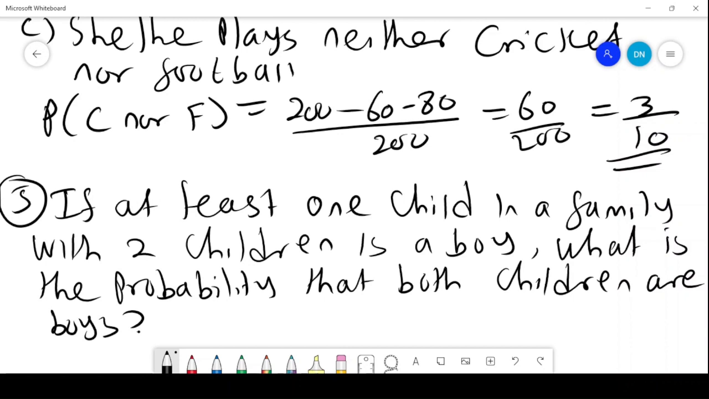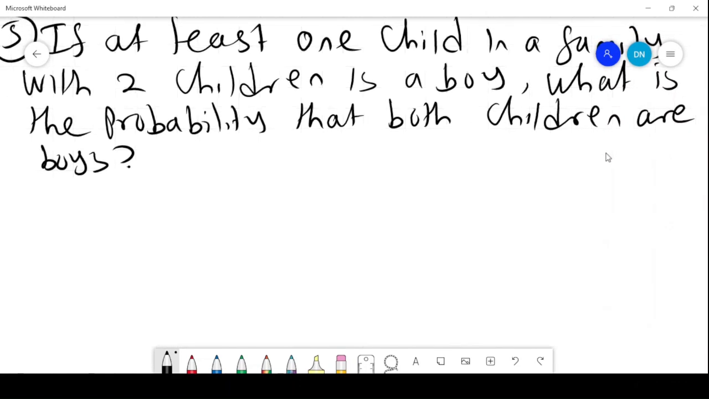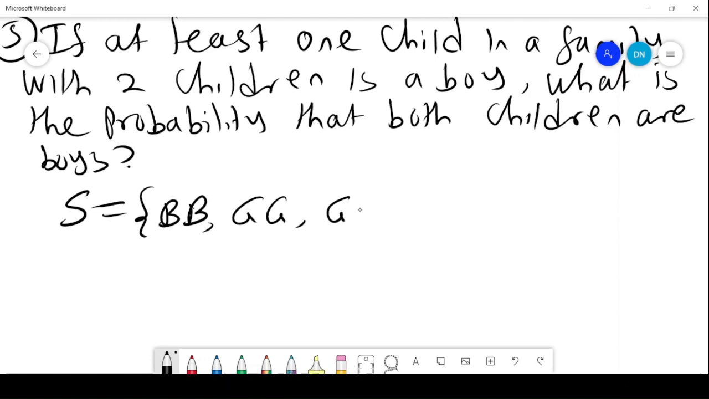If at least one child in a family with 2 children is a boy, what is the probability that both children are boys? What the question is telling us is that this family has 2 children. So we want to put down the sample space. They could both be boys. They could both be girls. We could have the firstborn as a boy and the second one as a girl, or the firstborn as a girl and the second one as a boy.